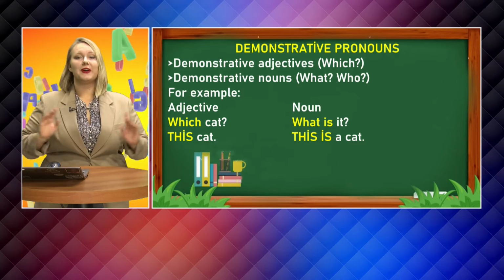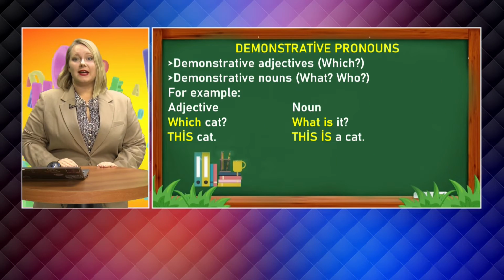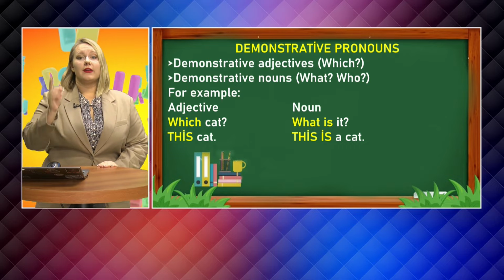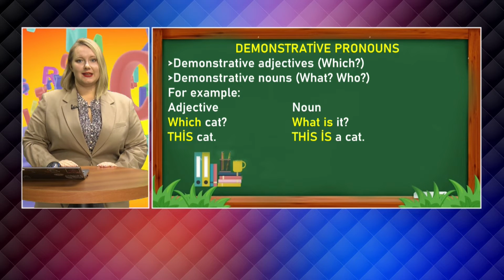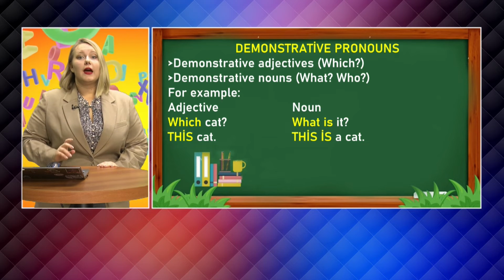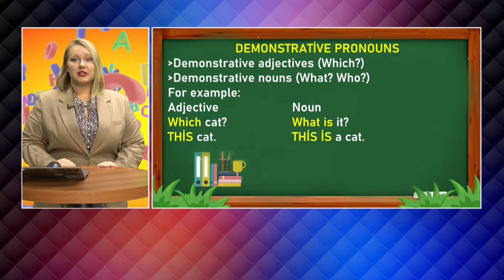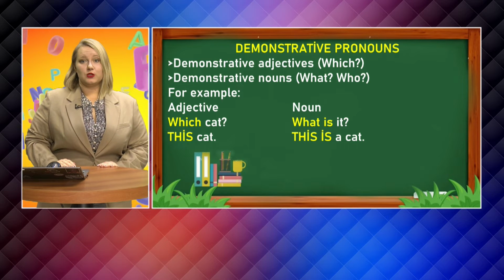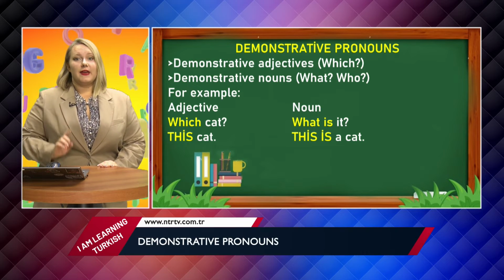Today we will learn how to show things and how to point at them. So, today we have demonstrative pronouns. What is that? That are "this" and "that" in English. We have actually demonstrative adjectives and demonstrative nouns. But in English they are the same.